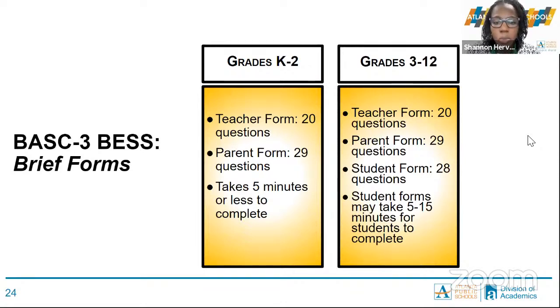The BASS-3 BESS will analyze a student's behavior from 3 perspectives, that being the teacher, the parent, and student self-report. Students ages 8 to 18 completed the self-assessment. However, screener information for students younger than age 8 was to be provided by teachers and parents. Teachers provided screener information for students in grades kindergarten through 12th grade. Parents were invited to provide screener information for students in grades pre-K through the 12th grade. Teachers and parents spent 5 minutes or less to complete the screener, and students spent 5 to 15 minutes to complete the student self-assessment portion. Next slide.